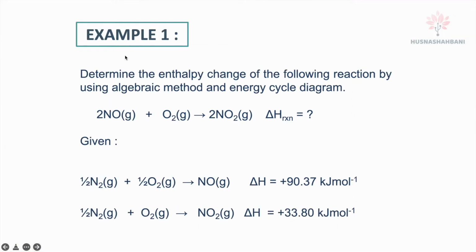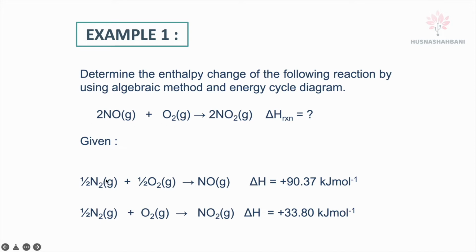Example 1, this is the algebraic method. Determine the enthalpy change for the following reaction by using the algebraic method and energy cycle diagram. I'm going to show you the algebraic method first. We need to find the enthalpy change of the reaction from the chemical equation 2NO plus O2, and the product is 2NO2. We need to calculate the enthalpy change of this reaction.